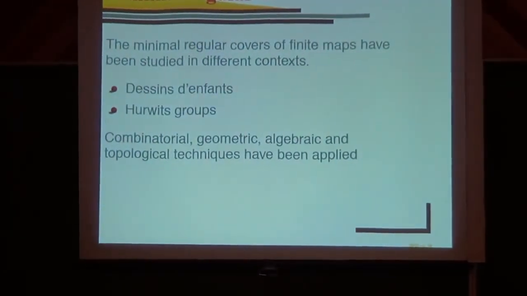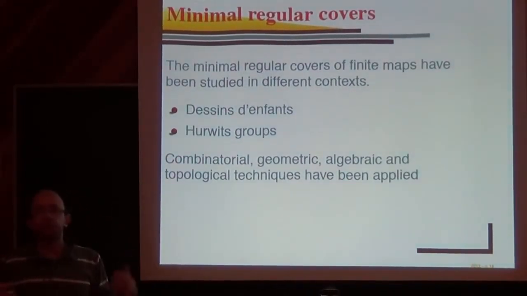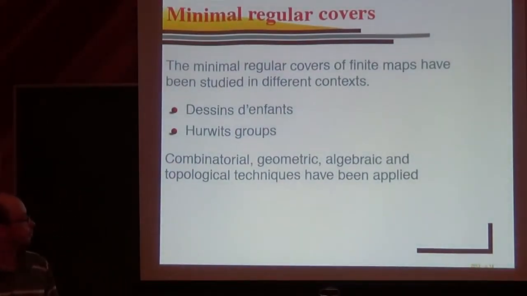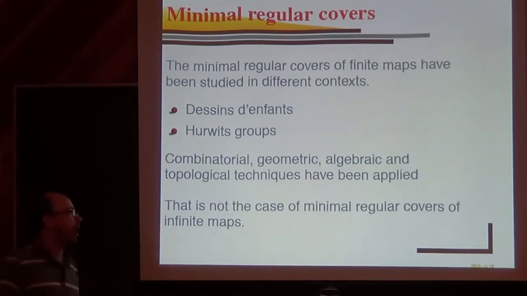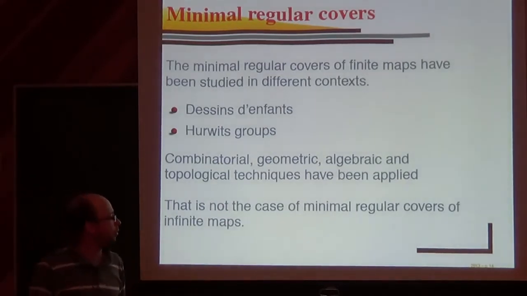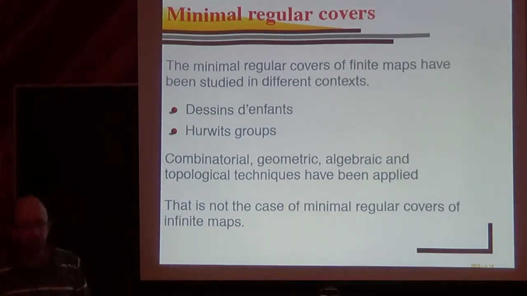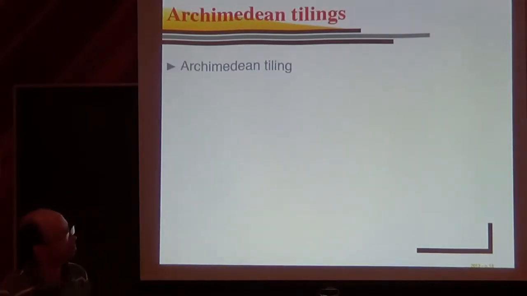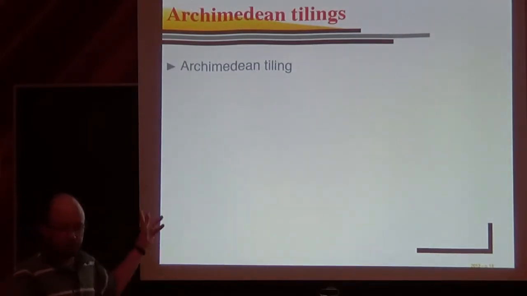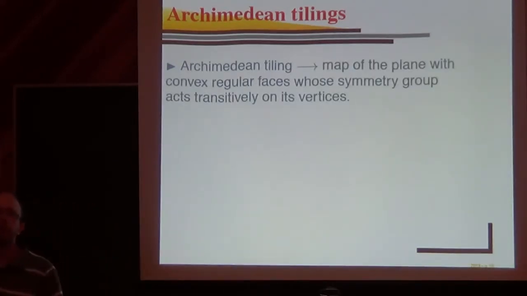Because of the definition of map, the definitions I gave, it's obvious that we have combinatorial, geometric, algebraic, and topological tools to attack this problem of finding minimal regular covers and studying them. However, if we move to an infinite map, a map which lies in a non-compact surface, then almost nothing has been done. So a colleague and I decided to try to see whether we can find the minimal regular cover of an infinite map, and we started with the natural candidates, I guess, which are the Archimedean tilings of the Euclidean plane.